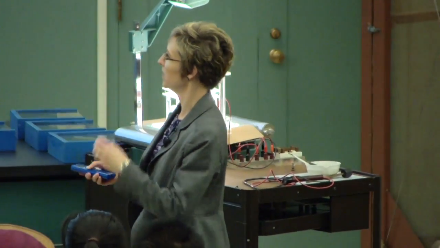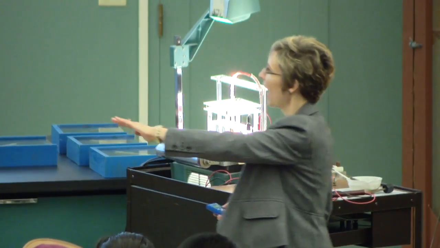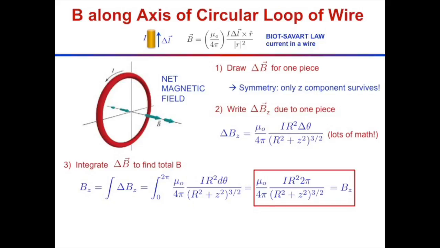I just want you to remember the method, right? How we get it. And then I'll take this and integrate to find the total B. So when I integrate around that, lots of math happens down here. And here's the answer that I want you to take home. Okay? So is the method clear?